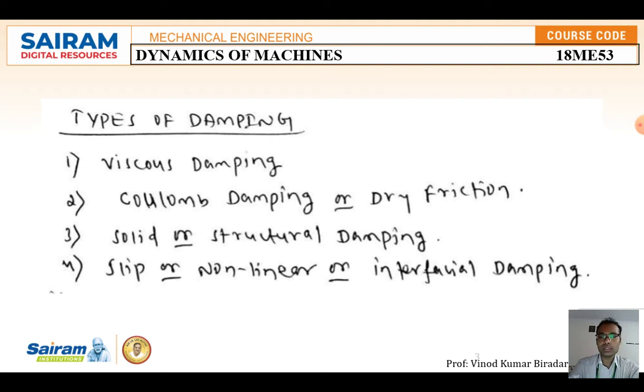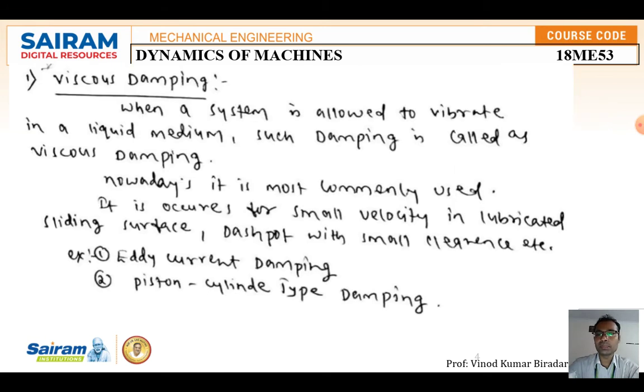These are very important. Let me study the definition of each in detail. Viscous damping: when a system is allowed to vibrate in a liquid medium, such damping is called viscous damping. Even in the design lab, if you have a spring mass damper system, there will be a loss of energy in some oil, so that is called viscous damping. Nowadays it is most commonly used in almost all fields. It occurs for a small velocity in a lubricated sliding surface or a dashpot or a container with a small clearance, etc. The best examples are eddy current damping or piston cylinder type of damping. Even in the IC engine, we get this viscous damping.